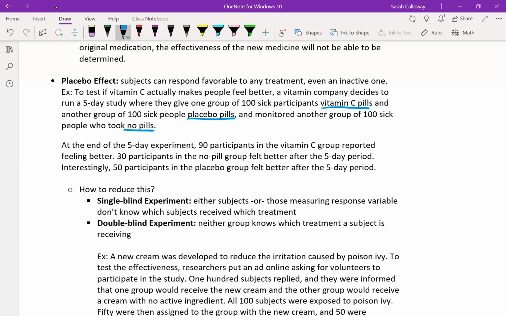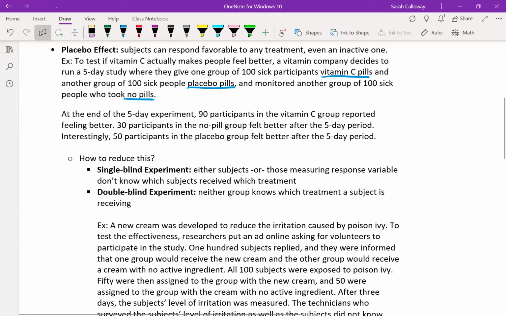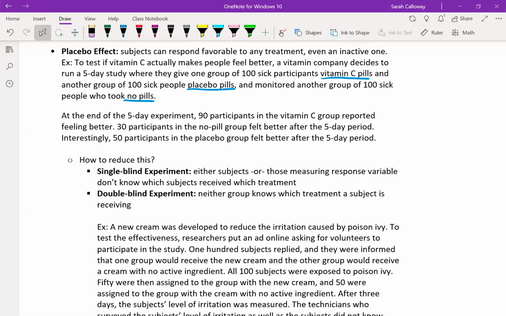They have the same number of participants. At the end of the 5-day experiment, 90 participants in the vitamin C group reported feeling better, 30 in the no pill group felt better, and 50 participants in the placebo group felt better in a 5-day period. In theory, these numbers should be the same for the placebo group and the no pill group, because neither had an active medicine. So the fact that more people felt better in the placebo group is an example of the placebo effect. They're thinking that this is going to make them feel better, which essentially tricks their bodies into thinking that they felt better when they might not have actually.